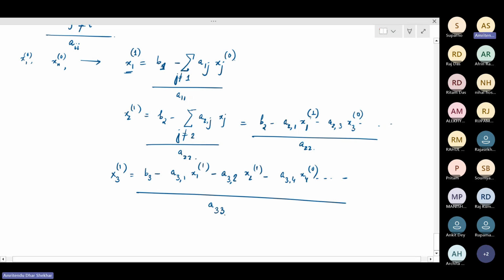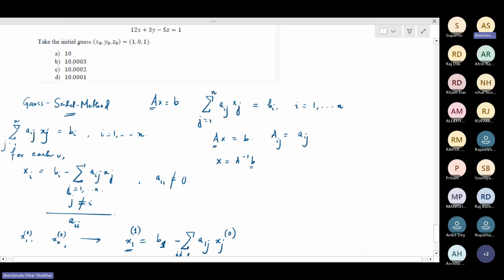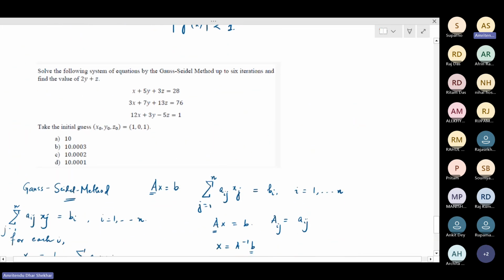So basically, the idea is that once you get the first estimate of x1, when you're estimating the second variable x2, you use that in the equation. Once you know x1 and x2, you use that for the third one, and so on. So it's actually pretty simple. Let's solve this example, it should be pretty simple.